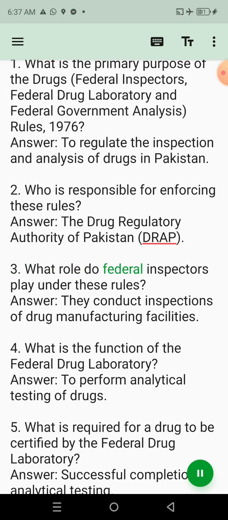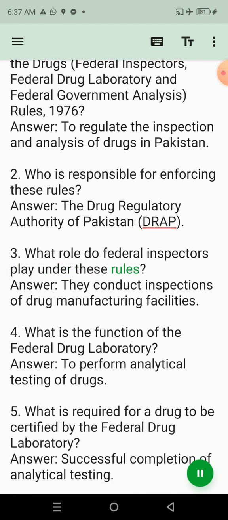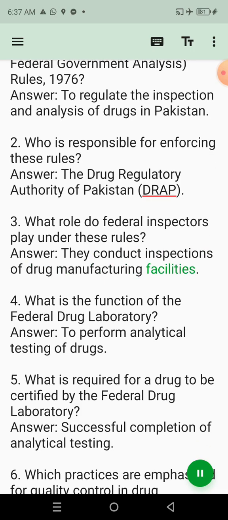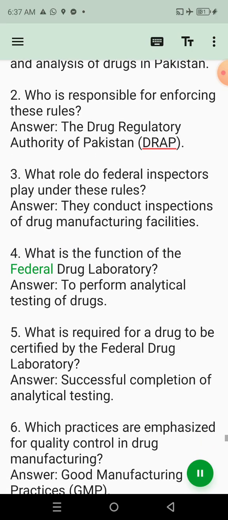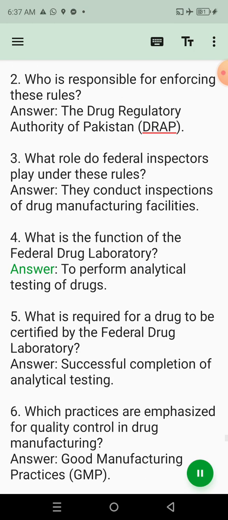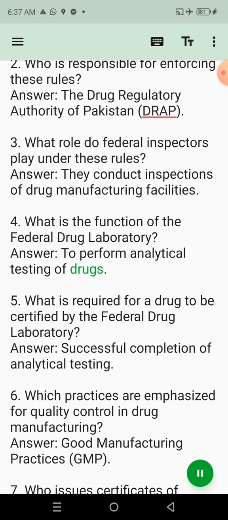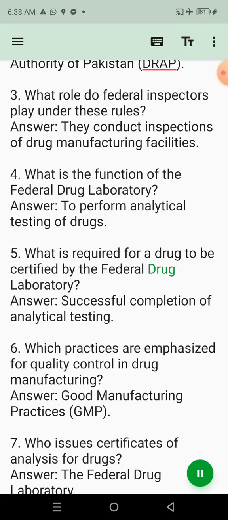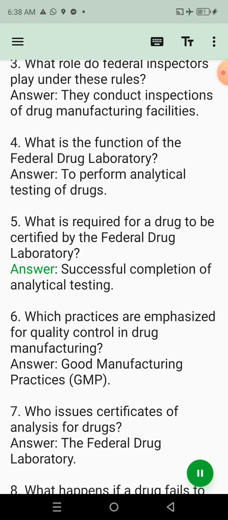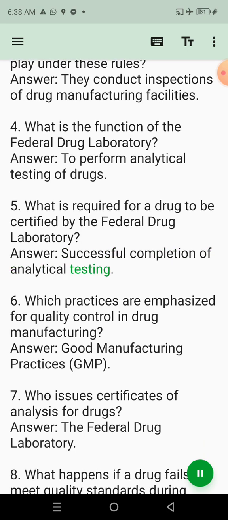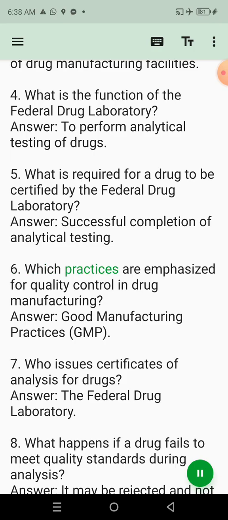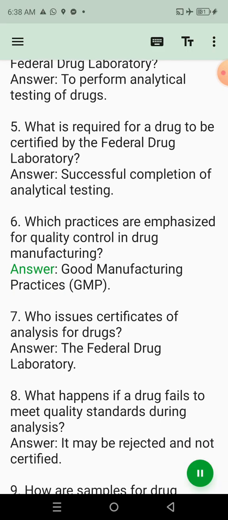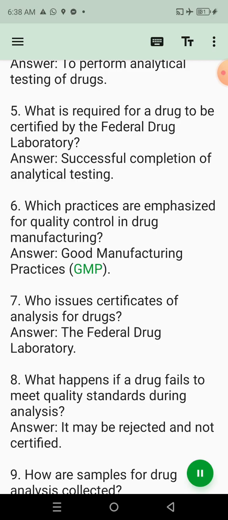3. What role do federal inspectors play under these rules? Answer. They conduct inspections of drug manufacturing facilities. 4. What is the function of the Federal Drug Laboratory? Answer. To perform analytical testing of drugs. 5. What is required for a drug to be certified by the Federal Drug Laboratory? Answer. Successful completion of analytical testing. 6. Which practices are emphasized for quality control in drug manufacturing? Answer. Good manufacturing practices (GMP).